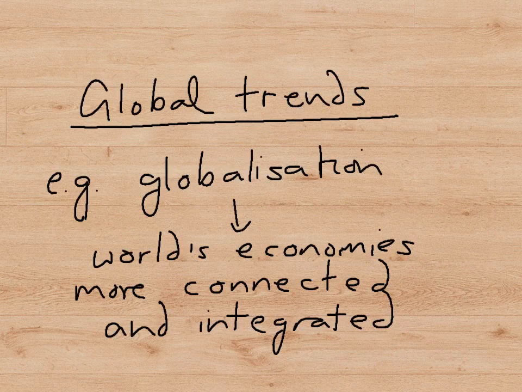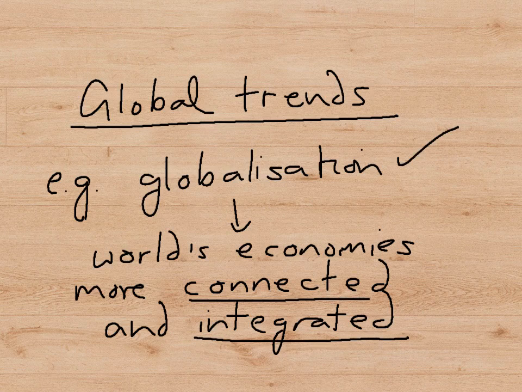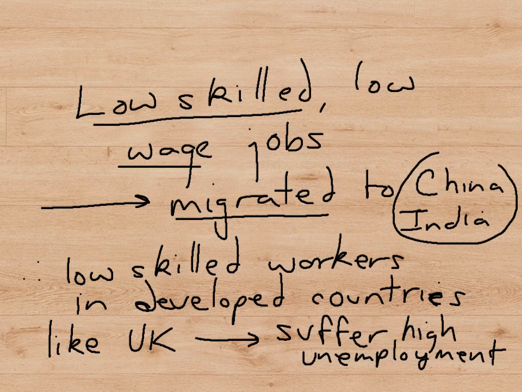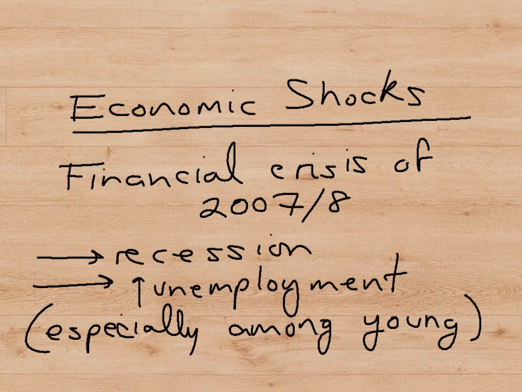There are also several interesting global trends affecting unemployment, especially in developed countries. Globalization refers to the increasing level to which economies are connected together or integrated. And globalization has led to low-skilled, low-wage jobs migrating to low-wage economies, such as China and India. This has meant that low-skilled workers in developed countries, such as the UK, have suffered particularly high levels of unemployment. And this is a global trend which has affected unemployment in the UK and other developed economies.